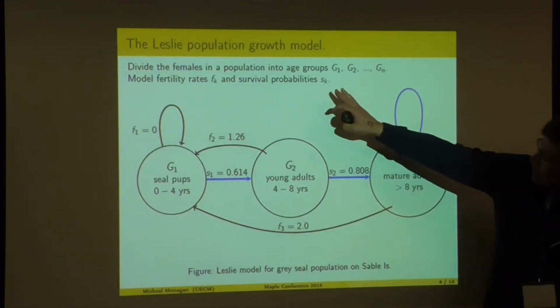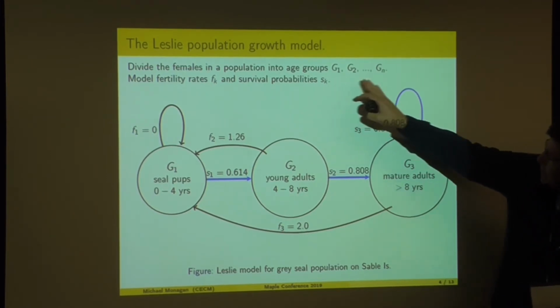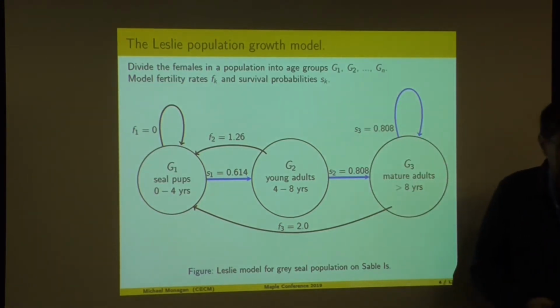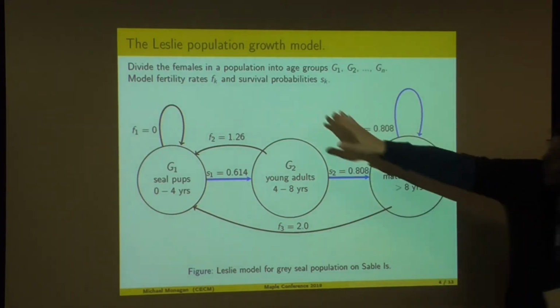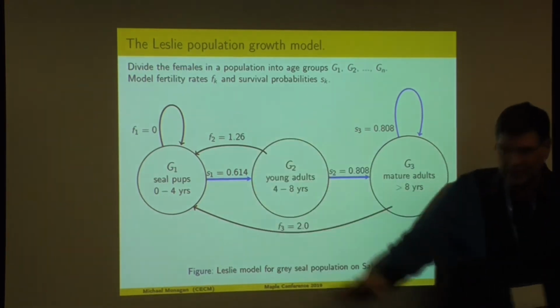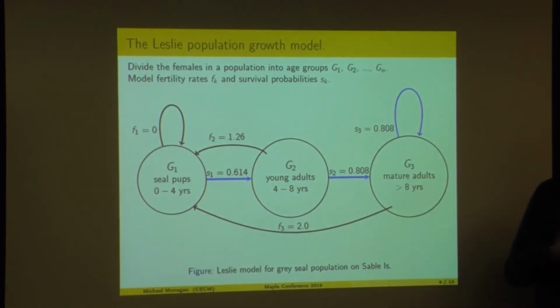Okay. So here we go. We are going to divide the females in a population into age groups. I'm going to label them G1 to Gn. Females only, because they reproduce. And we're going to model two things. We're going to model fertility rates, that's births, and survival probabilities, or deaths.